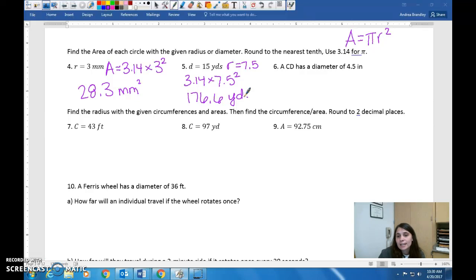So now for number 6, we're going to do the same drill as we did for number 3. I want you to try it. I would ask you to notice that this gives the diameter, not the radius. So make sure you find the radius first. So go ahead and pause the video and try number 6.